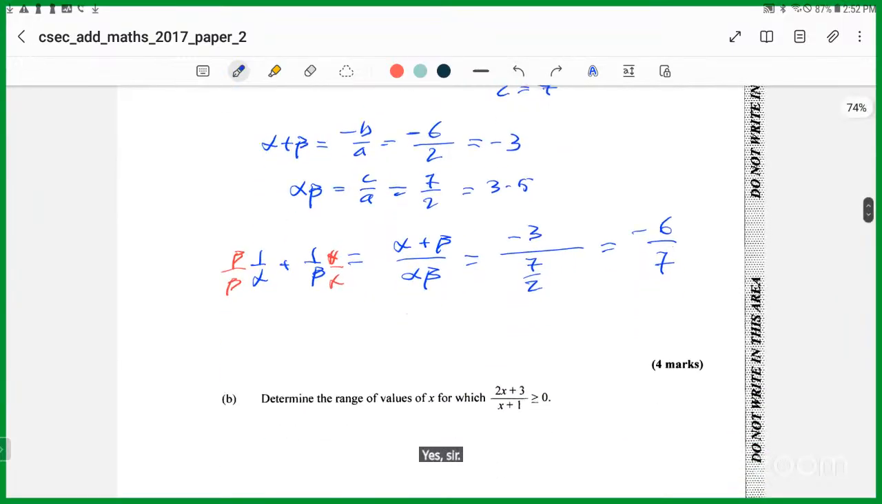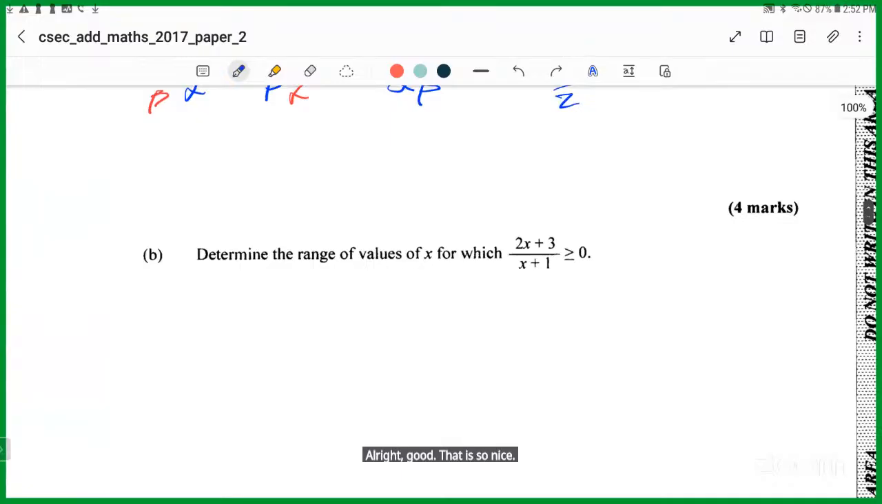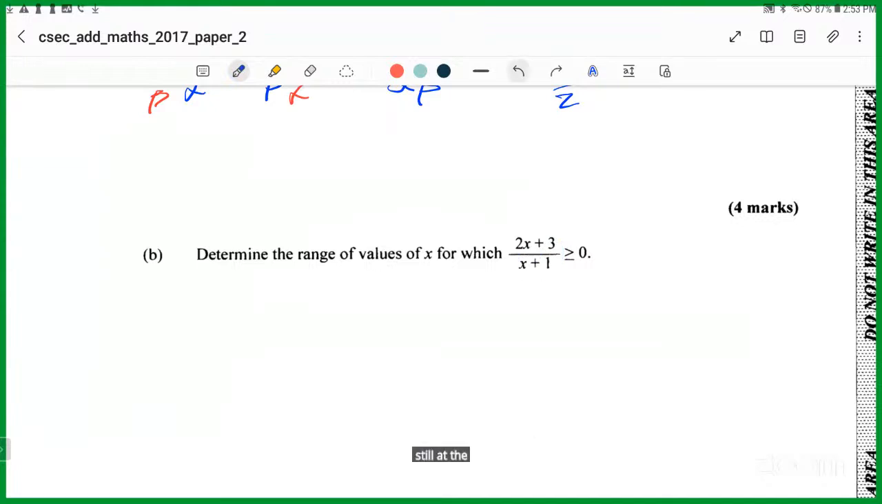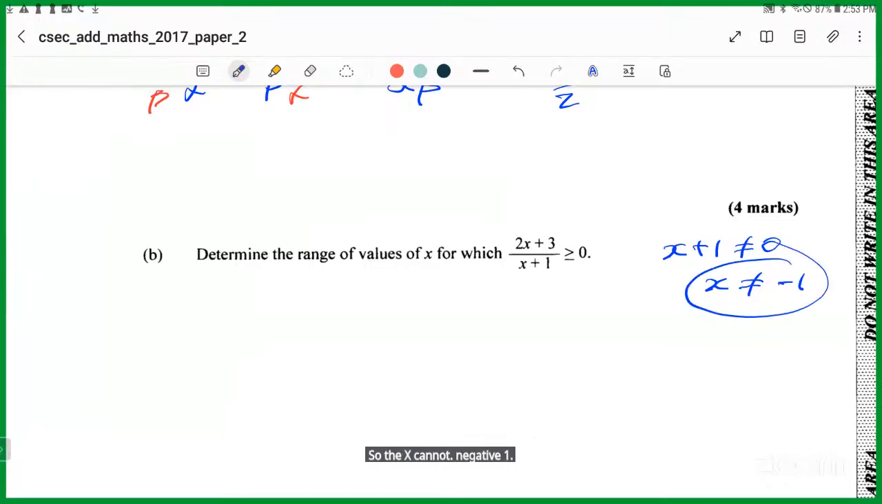Alright, good. This one now. So determine the range of values of this. Now you have to remember this, guys. Once there's an equal and this inequality, you have to state that this denominator cannot be 0. So you have to state that the denominator cannot be 0. The x plus 1 cannot be 0. So the x cannot be negative 1. You have to be mindful of that.